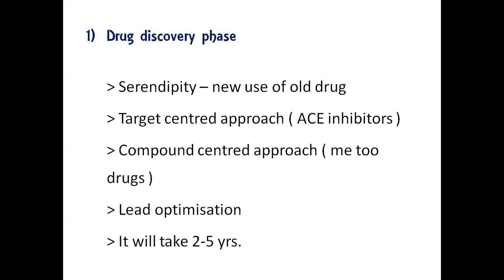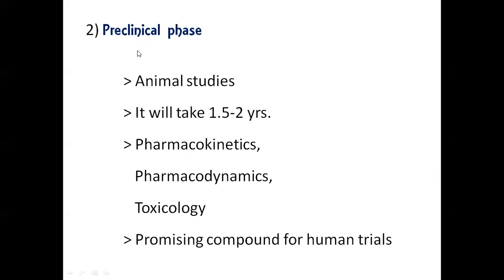These drugs will be used in animal studies. So the drug discovery phase, obviously, will take 2 to 5 years. Next, the preclinical phase. In that preclinical phase, those drug molecules will be used in animal studies. So we will give it to animals and we will do studies.